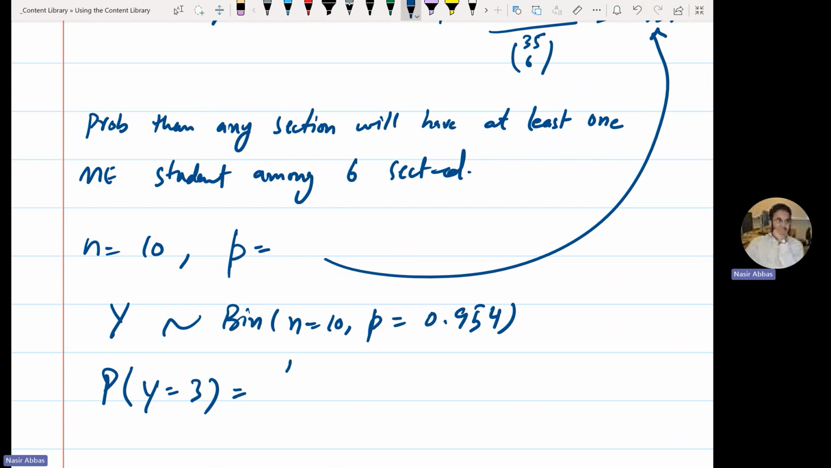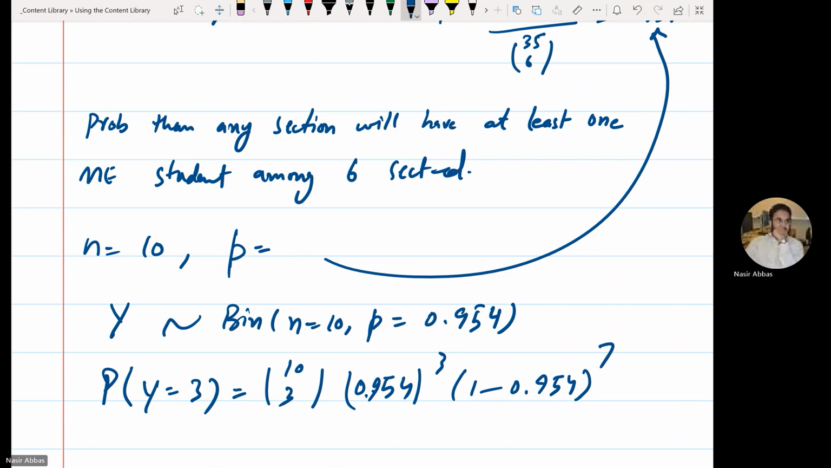This is 10 combination 3, P to the power 3, 1 minus P to the power 10 minus 3. This is the toughest level of question you can expect in exam, where we give you a question for binomial distribution and we do not give you the probability of success directly. We ask you to find the probability of success from another distribution. Any question?